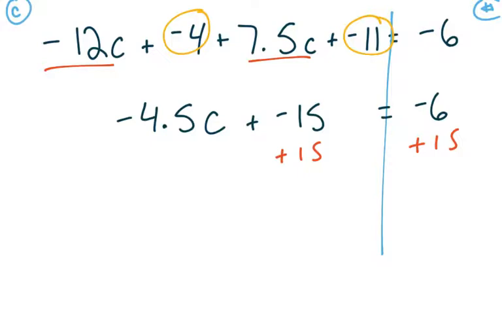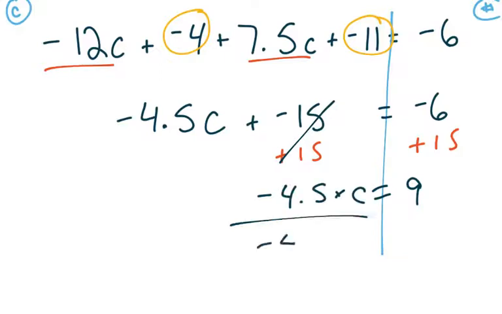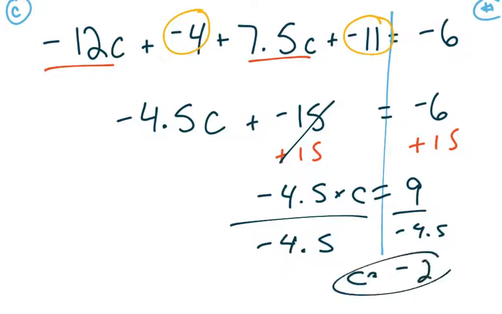I can do negative 6 plus 15, and that is 9. So on the right side of my equation, I have a 9. And on the left side, I've gotten rid of the 15s, and I'm left with a negative 4.5 times c. So I get rid of a times by dividing. So I'm going to get rid of a times negative 4.5 by dividing by negative 4.5. And I end up with c equals negative 2.